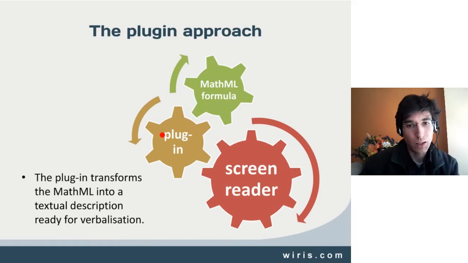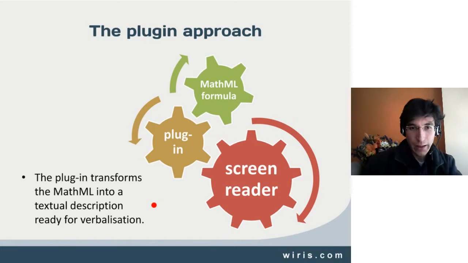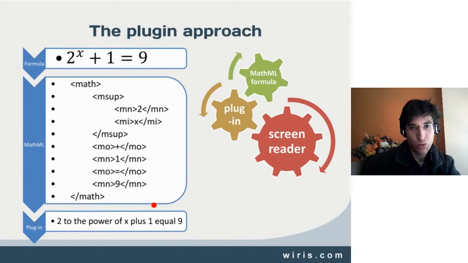And that is the first approach. So install a plugin in your computer. You'll see that it has good things and bad things. Let me be more specific about what happens. So there is a formula, there is MathML that we store in the HTML page, and then the plugin transforms this into 2 to the power of x plus 1 equal 9, for example. Right? And that's one approach. Let's see the pros and cons.